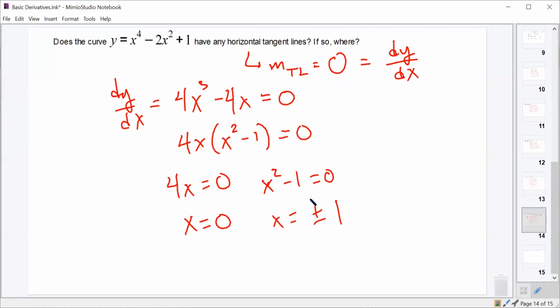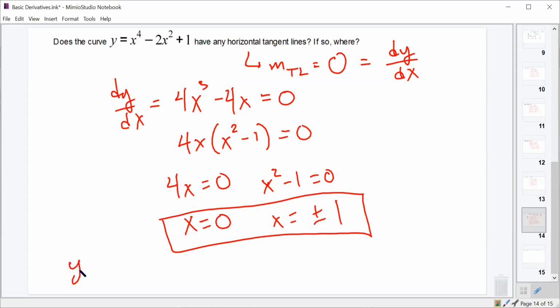So if we wanted to, we could take each of these values, x equals 0 and x equals plus or minus 1, which is our answer because it asks where do they occur. But we could plug those in up here. If we plug in x equals 0, what do you get for y? You'd get y equals 1, right? And if you plug in +1 or -1, you should get y equals 0.